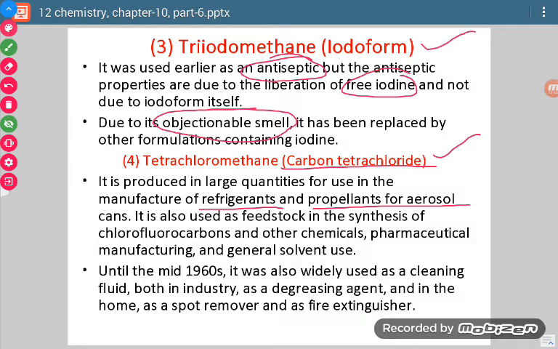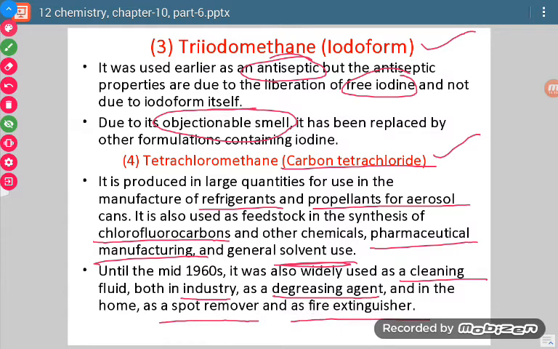It is also used as feedstock in the synthesis of chlorofluorocarbons. So for chlorofluorocarbon synthesis, it is very much useful, and it is used for manufacturing pharmaceutical drugs. In drug formation also it is used, and it is a very good solvent, as I told you. Now see, until the mid 1960s, it was also used as a cleaning fluid in industry, and as a degreasing agent also in homes, as spot remover or in fire extinguishers.